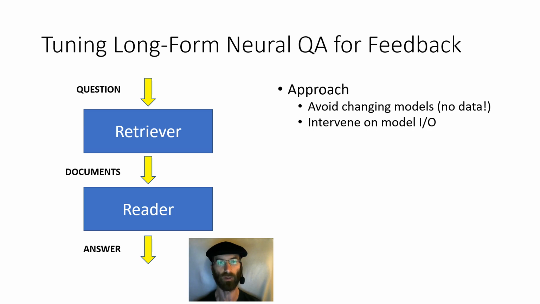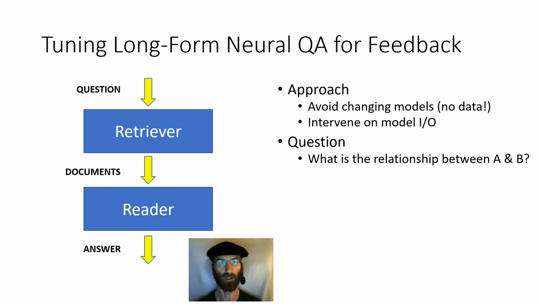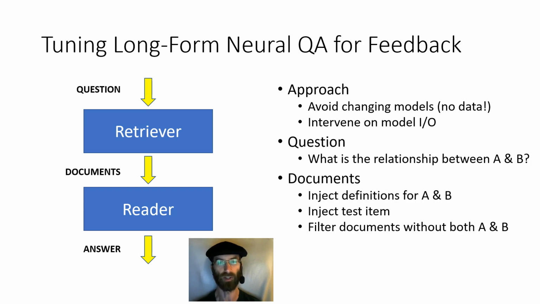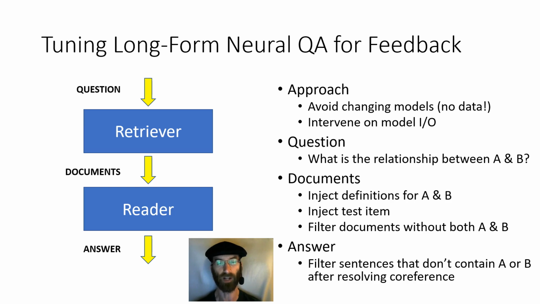For question, we used a fixed synthetic question on the relationship between the incorrect answer A and the correct answer B. For documents, we retrieve from a course textbook in the normal way, in this case using Elasticsearch, but inject documents we think will be useful, like definitions and the test item they missed. We also filter documents missing either A or B on the premise that they are not relevant to questions about the relationship between A and B. For answer, we filter out sentences that don't contain A or B on the premise they are not relevant to the answer.